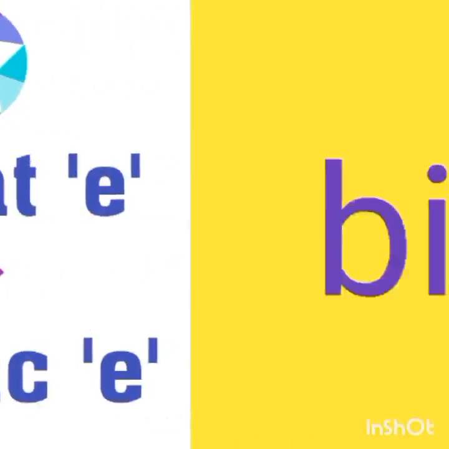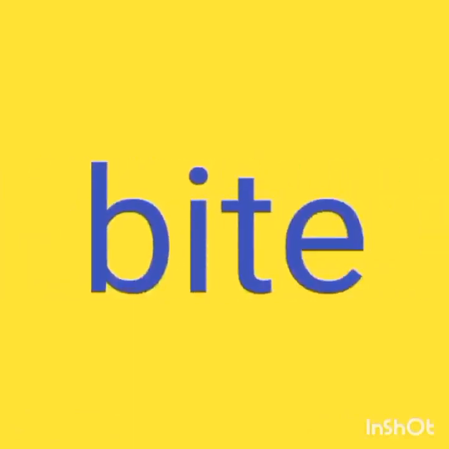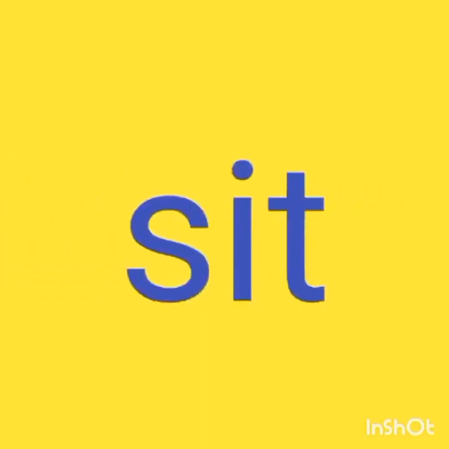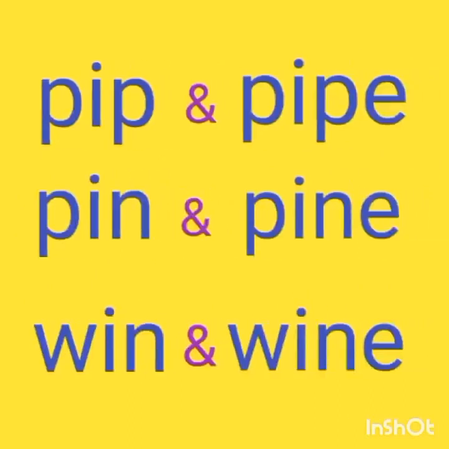For example, the word BIT is pronounced bit, okay? But whenever silent E is present, the word is pronounced bite, where letter I is no longer sounded /ɪ/. Also, the word SIT is pronounced sit, but SITE is no longer sit. It is pronounced sight. The same goes with PIP, which is pip. With silent letter E, it is pronounced pipe.